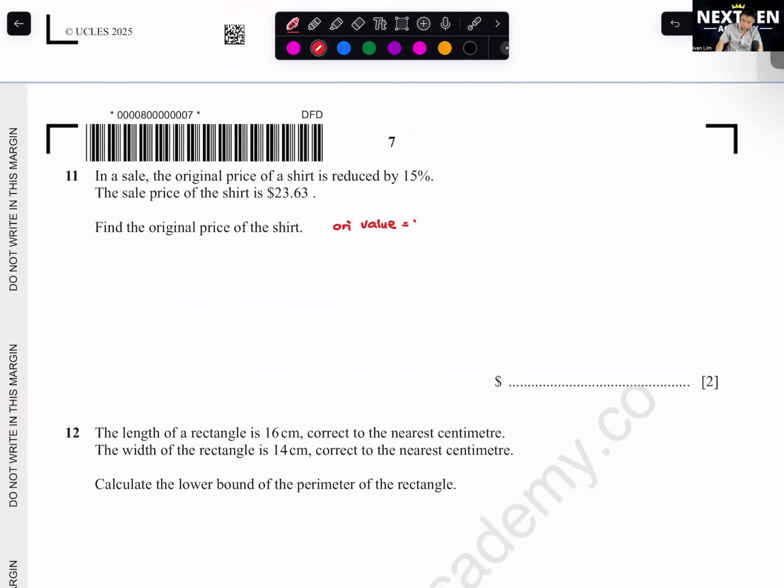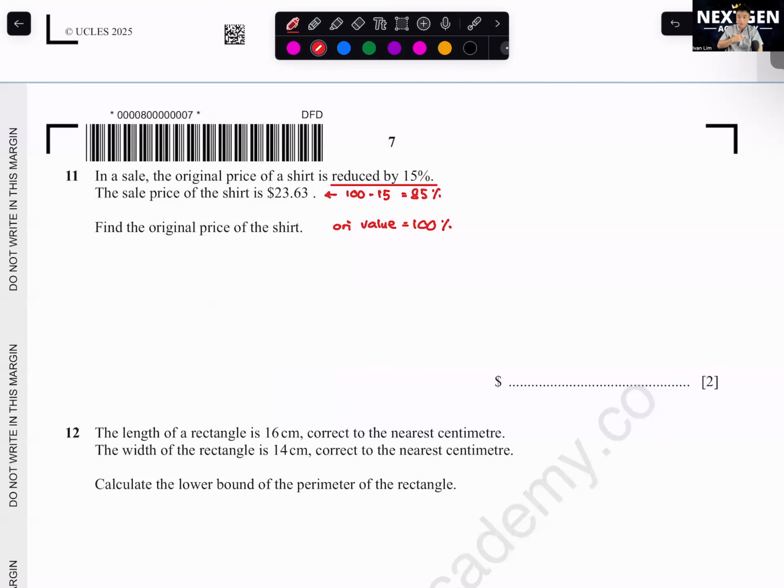Original value is always equals to 100%. Okay, this sale price is already reduced by 15%. So how many percent is this $23.63? 85, right? Okay, 100 minus 15%. This is 85%. Okay, what we can do here, we can also go back to the ratio method.